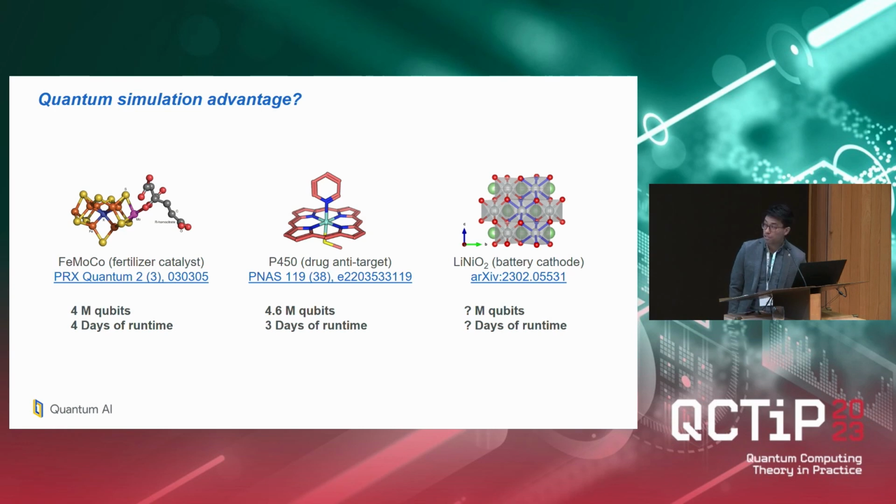And similarly for this problem, we looked at the fault-tolerant resource estimates and got around 4.6 million physical qubits in 3 days of runtime. We also performed pretty extensive classical calculations to try to ascertain if there was a simulation advantage in the large active space version of this problem. And so you can ask a similar question for an interesting materials problem. That's another area where quantum computers are expected, or at least cited, to be killer apps. And this is this lithium nickel oxide battery cathode.